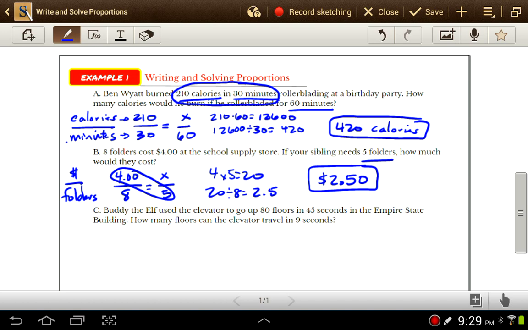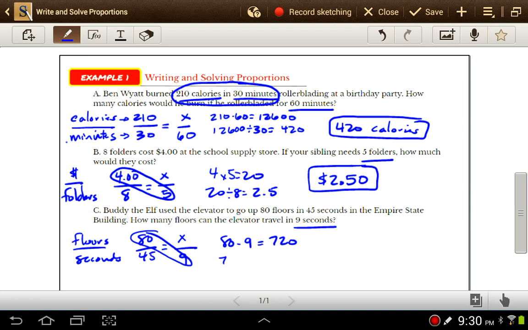Okay, for C, Buddy the Elf used an elevator to go up 80 floors in 45 seconds. So I'm going to compare floors to seconds. So 80 floors over 45 seconds. Okay, in the Empire State Building, how many floors can the elevator travel in 9 seconds? So the 9 is going to go in the denominator with the 45. The X is going to go in the numerator, that's the unknown. I multiply these two numbers here. 80 times 9 is 720. And I'm going to divide it by the other number. 720 divided by 45 is 16. So my answer would be 16. How many floors? 16 floors.